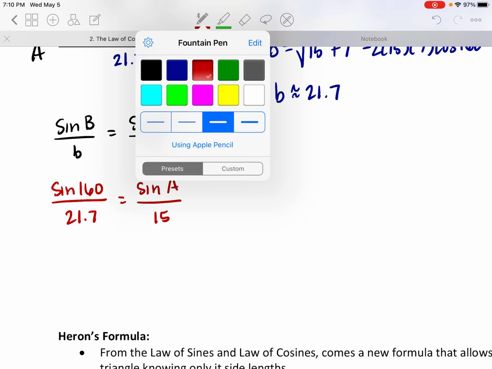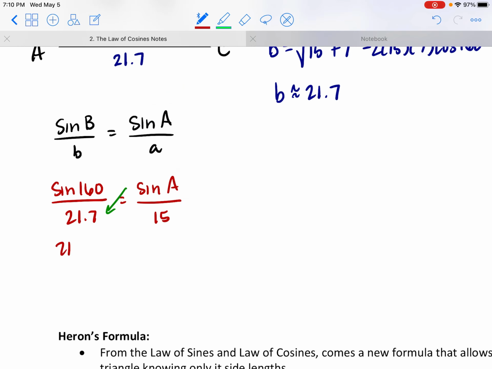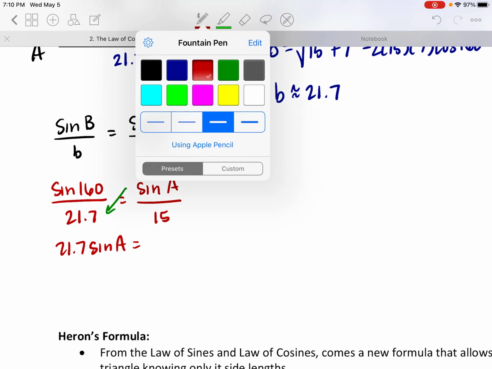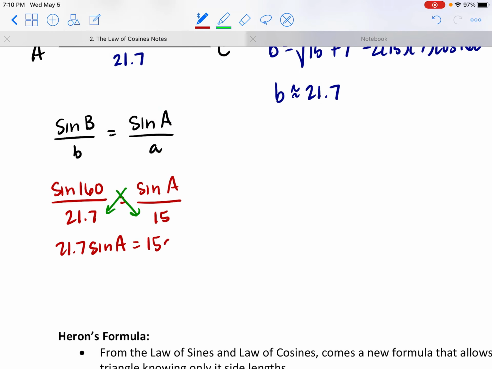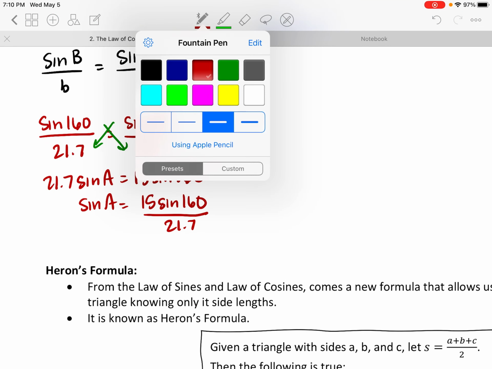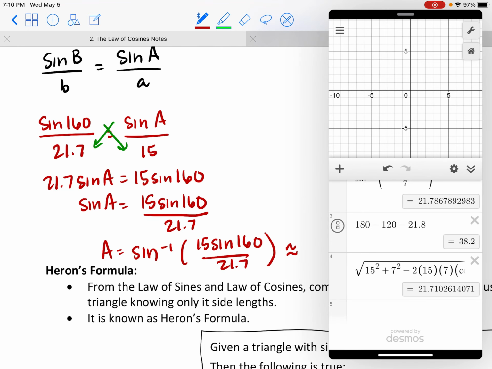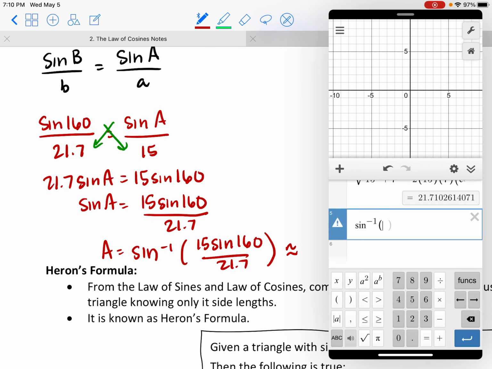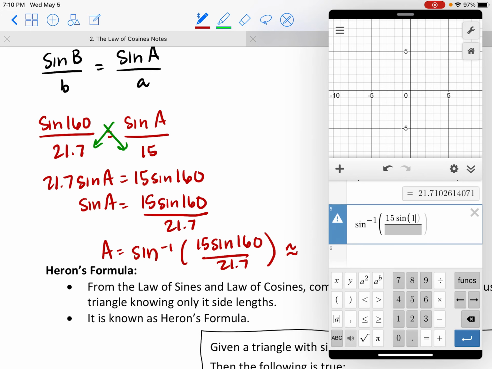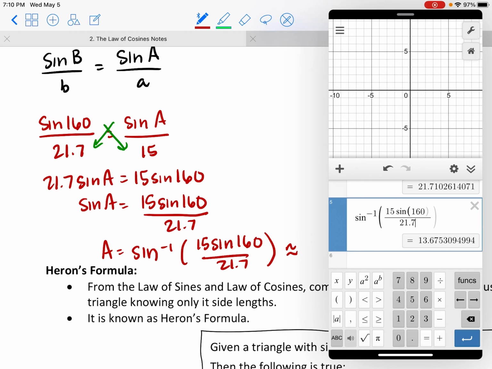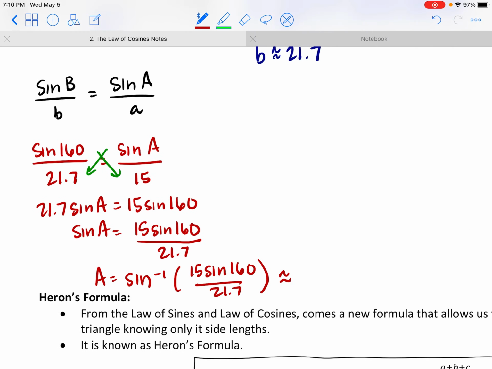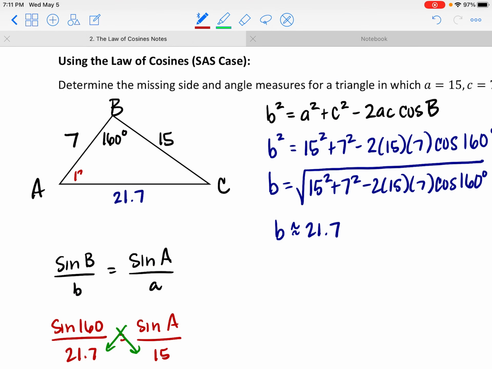And then I can cross multiply. So we're going to have 21.7 times the sine of A equal to 15 times the sine of 160, and then we're going to divide. So the sine of A is 15 sine of 160 over 21.7, and then we're going to take the inverse sine to solve for A. So the inverse sine of this mess of a fraction here is going to get us an approximate value for A. Inverse sine of 15 sine of 160 over 21.7 makes our angle about 13.7. So about 13.7 degrees. So I'm going to put 13.7 degrees in there.